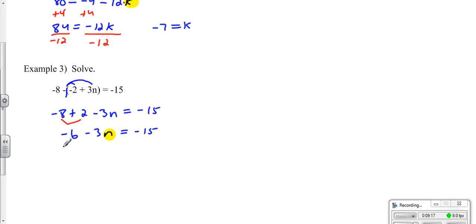So again, we undo addition and subtraction. We have a negative 6, which we would look to the left of the 6, which is negative, and we would know that that means we need to add 6 to both sides to move it, which gives us negative 3n equals a negative 9. Divide both sides now to undo the times. This is a times negative 3, so we divide by negative 3. And then our final answer is n equals negative divided by negative is positive, so we get 3.